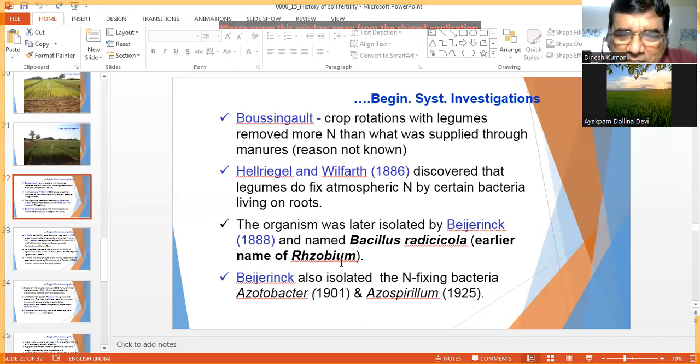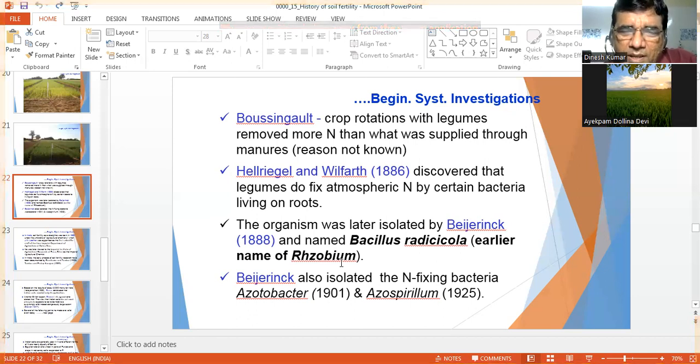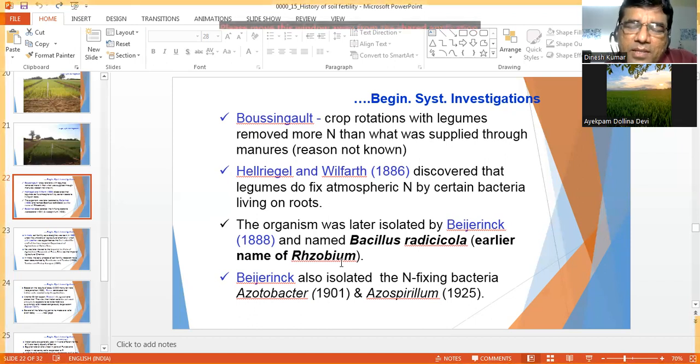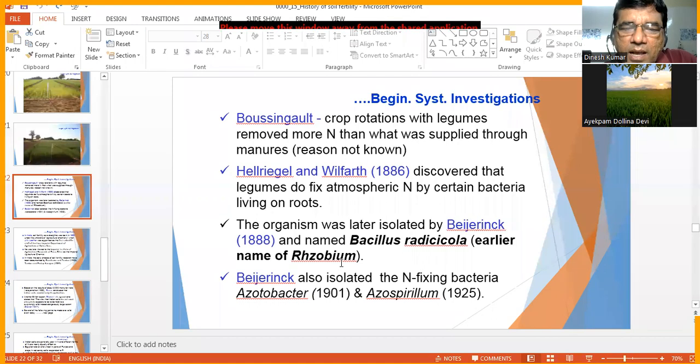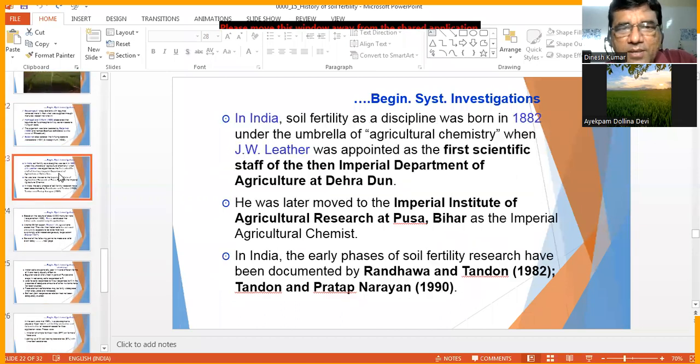So this Beijerinck has been a very, very important microbiologist. In his research, he isolated and named Rhizobium. Today we call it Rhizobium; its earlier name was Bacillus radicicola. Beijerinck also isolated nitrogen-fixing Azotobacter and Azospirillum. So really, his discovery was very great, you can say.